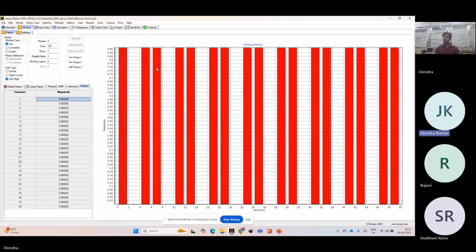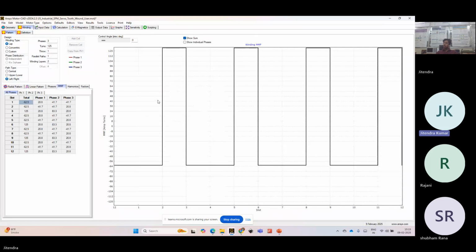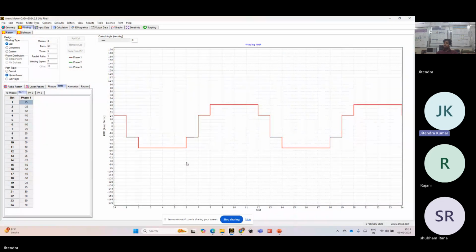So this is how your waveform distribution of winding will look. If you are placing the conductor in a slot, then this is how your MMF waveform will look. On the other hand, for distributed winding, the more you distribute, the more sinusoidal your waveform will be. That's what I mean to conclude here.